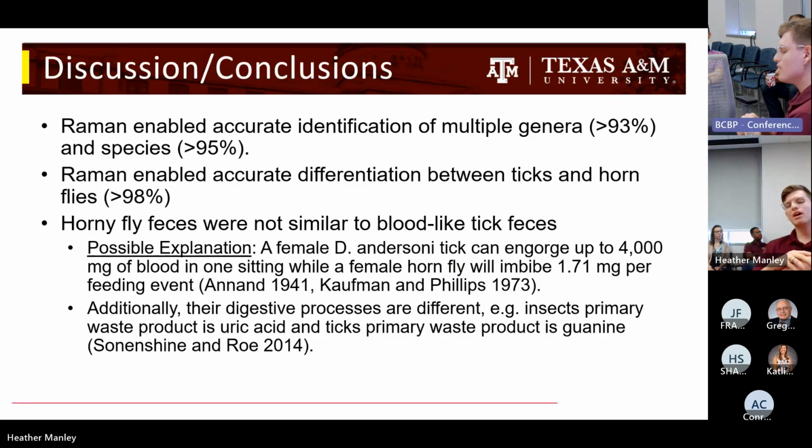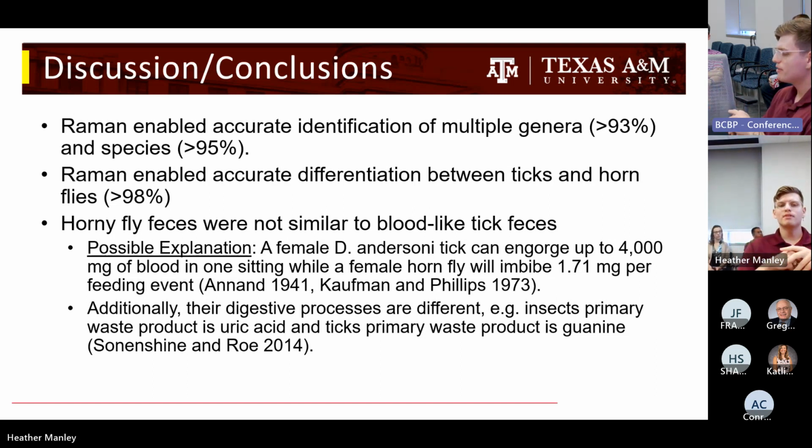Coming into our discussion, Raman enabled accurate identification of multiple genera, like I just said, with over 93% accuracy, and species with over 95% accuracy. Raman also enabled accurate differentiation between ticks and hornflies with over 98% accuracy. We noticed that hornfly species were not as similar as we thought they'd be to blood-like tick species, and we have some explanations for this.